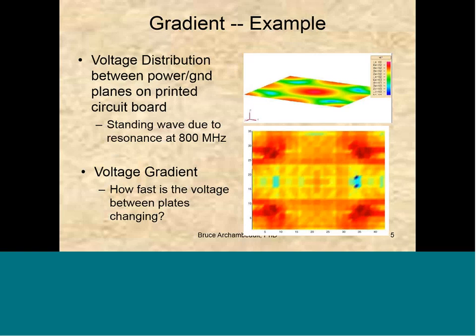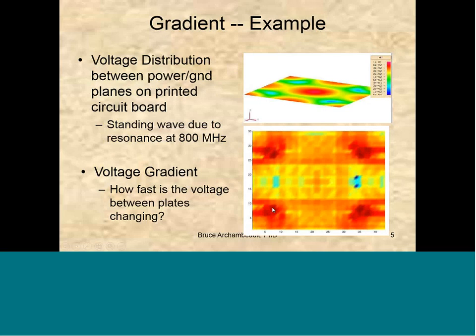Now, a good example of a change in position might be a power-ground plane pair on a circuit board. If the circuit board isn't decoupled properly, depending on its physical size, we could actually excite resonances, as this upper picture shows, and we'll have standing waves. As an EMC engineer, knowing that I've got these really high red areas along the edge of the printed circuit board would be very alarming, because that's where the radiation mostly comes from. But I could take the derivative of this voltage distribution, the derivative in X and Y, and the lower picture is actually the gradient, or the derivative with respect to position. I might see where the voltage is changing the fastest, and so you see these really dark red spots here, there's four of them.